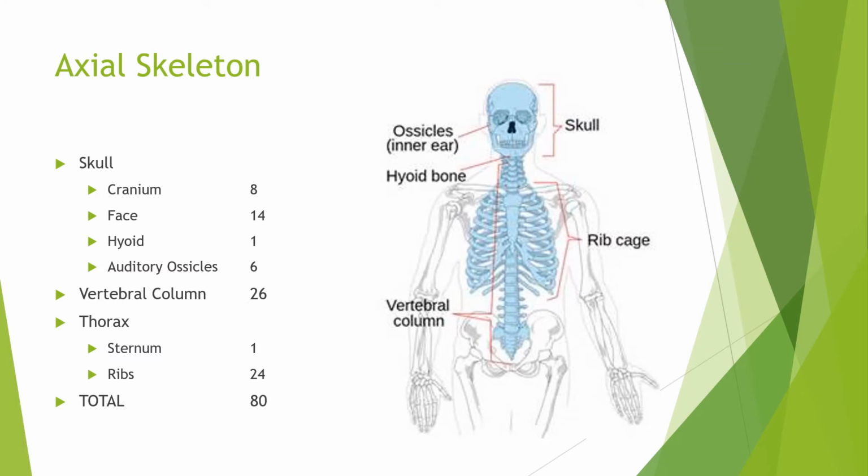The axial skeleton is made up of the skull, which consists of bones that make up the cranium, the face, the hyoid bone, and the ossicles. It includes the vertebral column, which is made up of 26 individual bones, as well as the thorax, made up of the sternum and the ribs. Collectively, we have 80 bones in the axial skeleton.